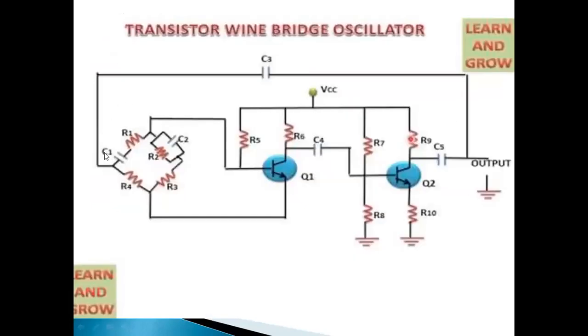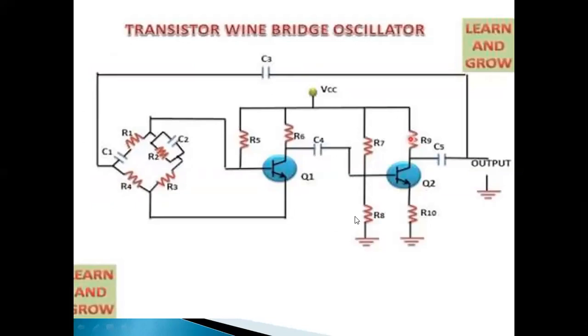So this is the main circuit of the Wien-Bridge oscillator, because here we are using a bridge. This circuit is known as the Wien-Bridge oscillator. The circuit consists mainly of the basic amplifier, meaning the two-stage RC coupled amplifier, and the feedback network.